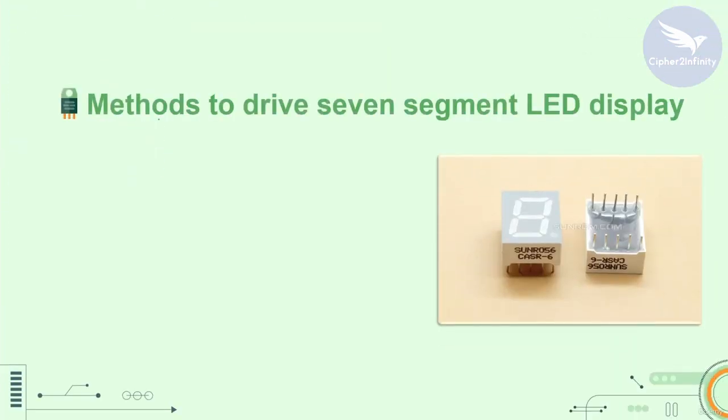Now let's see the different methods to drive this 7-segment LED display. The first method is to directly connect pins of a 7-segment display to the microcontroller's pins. If you are using a microcontroller to drive the 7-segment display, then you can connect the pins of the microcontroller directly to the 7-segment display. And by writing the appropriate code, you can display different characters like 0, 1, 2, 3, 4 up to 9 on this 7-segment display.